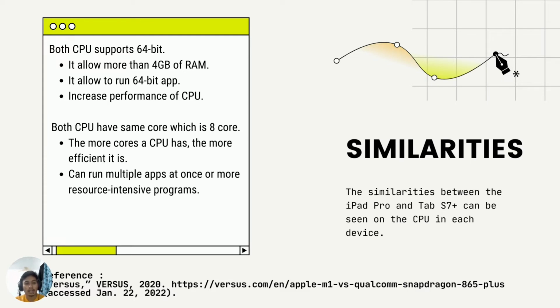So when both CPUs support 64-bit, it allows more than 4 GB of RAM, it allows running 64-bit apps, and it also increases the performance of the CPU. The next similarity is both CPUs have the same number of cores, which is 8 cores. The more cores a CPU has, the more efficient it is. So when the CPU has multiple cores, it can run multiple apps at once or more resource-intensive programs. So it can run a larger app with the 64-bit and 8 cores.